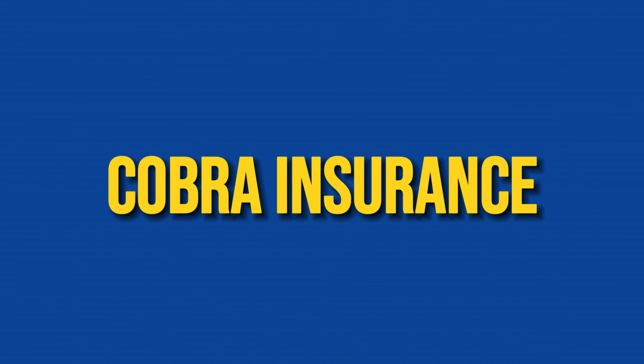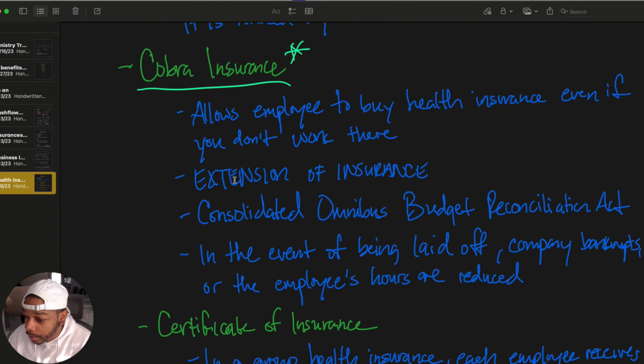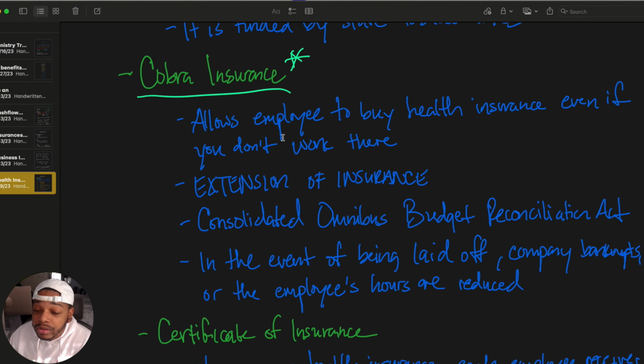All right, so COBRA insurance. You've probably never heard of this before. Let's talk about it. COBRA insurance allows employees to buy health insurance even if they don't work there anymore. Okay, this is what you call COBRA insurance. This is called an extension of insurance, right? It comes from the Consolidated Omnibus Budget Reconciliation Act. So in the event of being laid off, the company going bankrupt, or the employee's hours being reduced, let's say you're laid off or the company is bankrupt, you can still buy their health insurance through them, okay? So that's what you would call COBRA insurance.